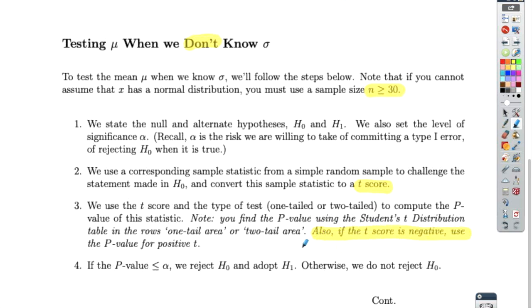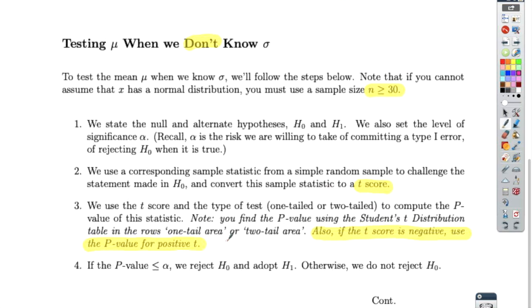Also, if the t-score is negative, which happens occasionally, you just ignore the negative and use a positive t-score. And so we conclude in the same way. If your p-value is less than that cutoff, then we reject H0. Otherwise, we say we fail to reject H0.